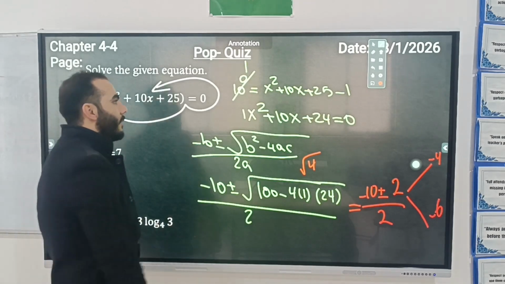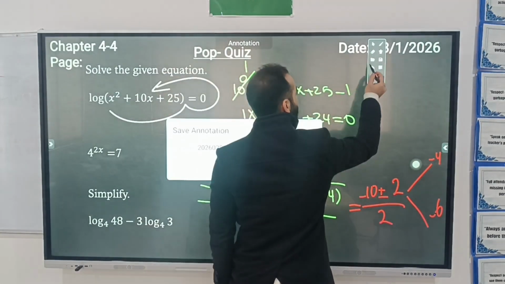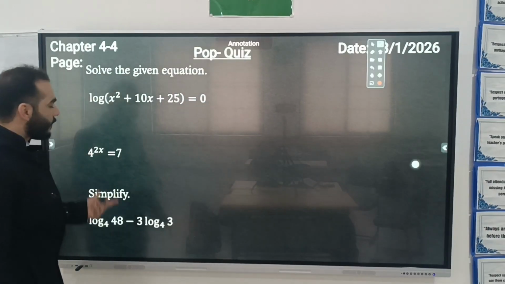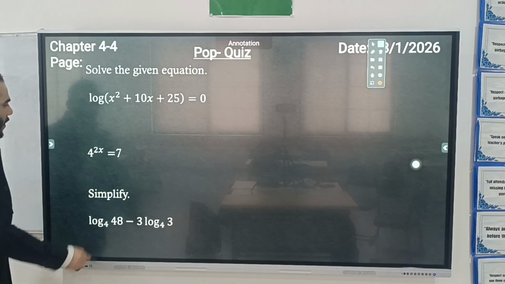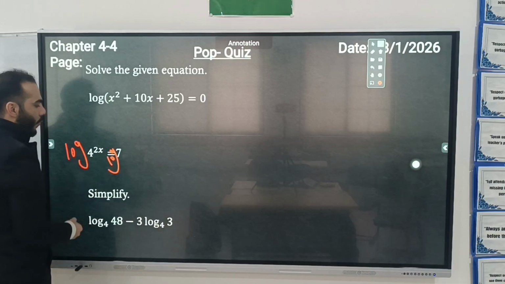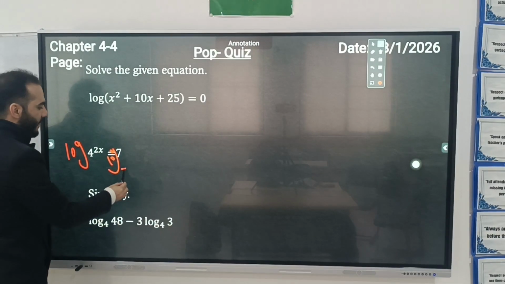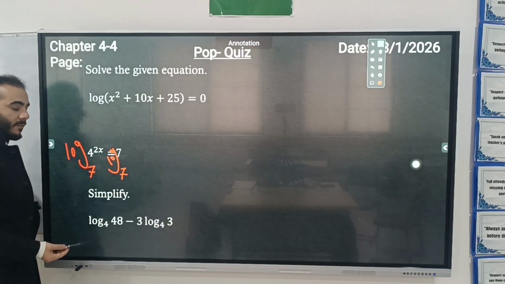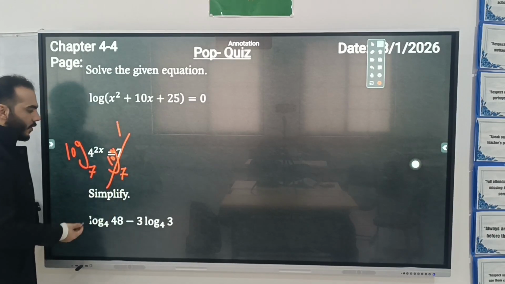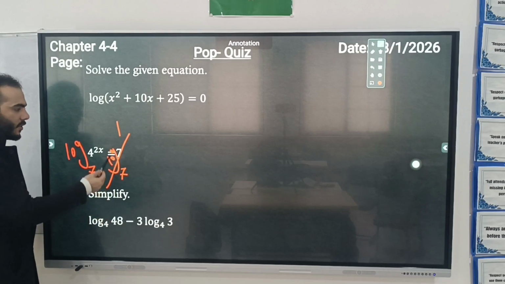How about the next one? We had such a question in the previous slide. Can we write 7 in terms of 4? Absolutely not. So take logarithm of both sides, with what base? With base 7. We said that whatever is this number, turn it to the base. So this side is going to become 1. That was a property: if the base and the exponent are the same, the result is equal to 1.